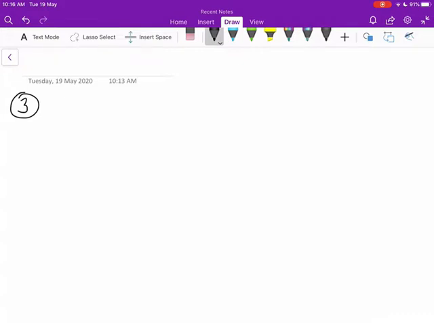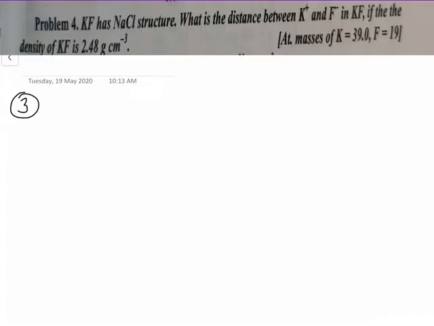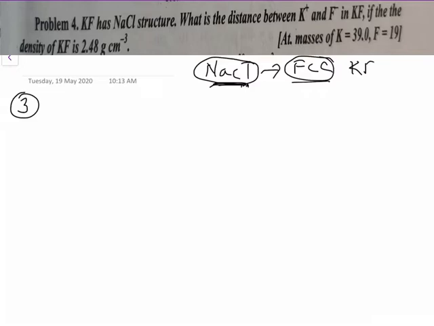It is saying KF, potassium fluoride, has NaCl structure. Now I should tell you that we are yet to do the structure of NaCl. The sodium chloride structure is FCC. So indirectly here in the question they are saying KF has NaCl structure. Since NaCl is there in your syllabus, do a detailed study of NaCl. You don't know it yet because I have not reached there. So since we know that NaCl has FCC structure, we will consider that KF also has FCC.